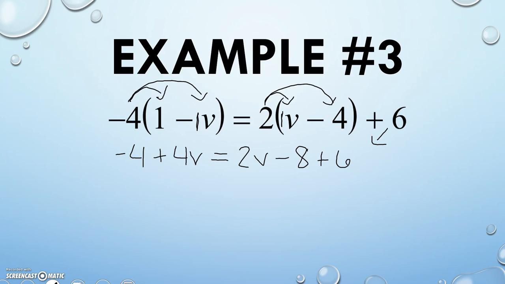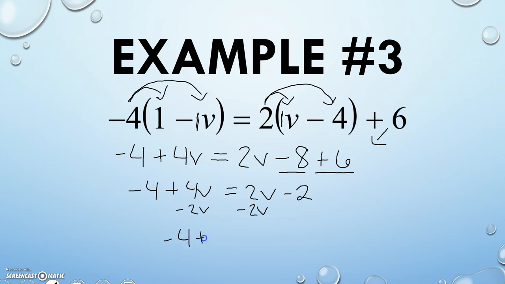Alright, now we want to combine like terms on the same side, so we have negative 8 and 6, which is going to give us negative 2. Then we'll bring everything else down. Now we combine like terms on opposite sides, so we're going to subtract 2v from both sides. Negative 4 plus 2v equals negative 2.